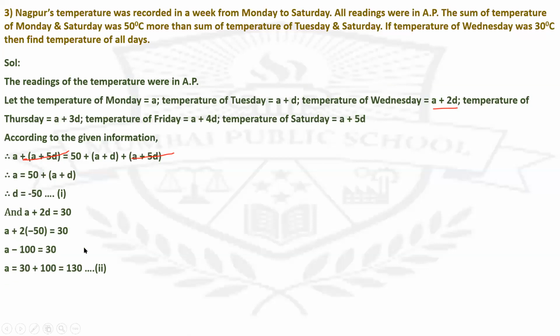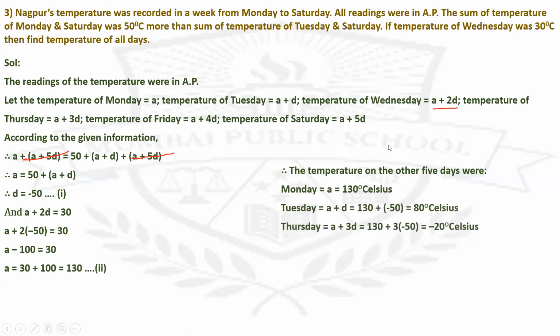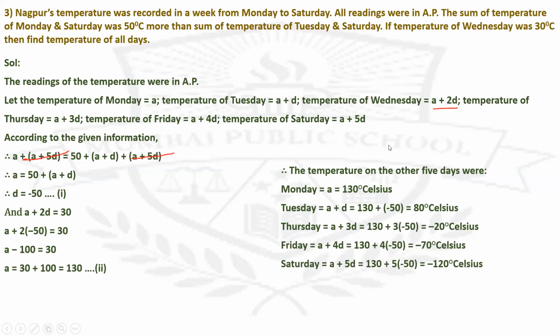What is the answer? So 30 plus 100 equals 130. So value of A is what? 130. Now I'll get all the values. Understand? Because you know value of A, you know value of D. Okay, you all will do the calculations here. I'll just display the answers here. Okay. Is this clear to all the students? We'll just move ahead to the next part.